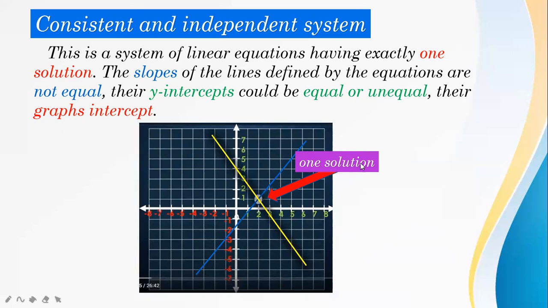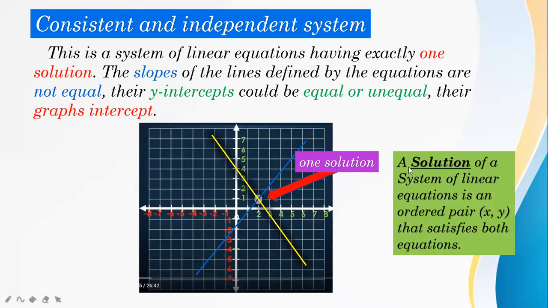And what is a solution? We say a solution of a system of linear equations is an ordered pair. We have the x and y that satisfies both equations. So we call that a solution that satisfies both equations.